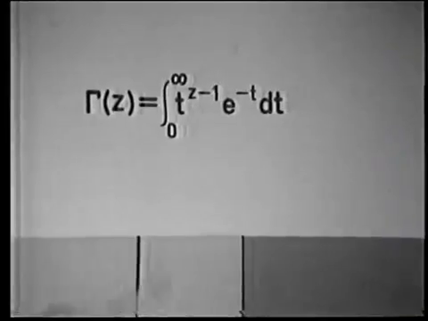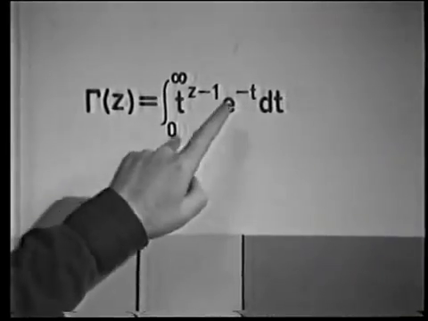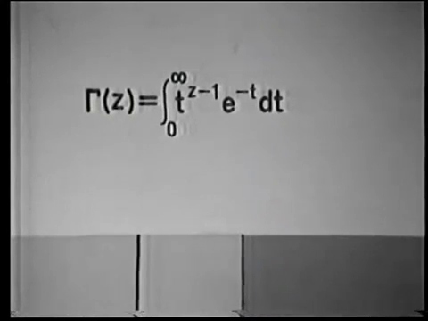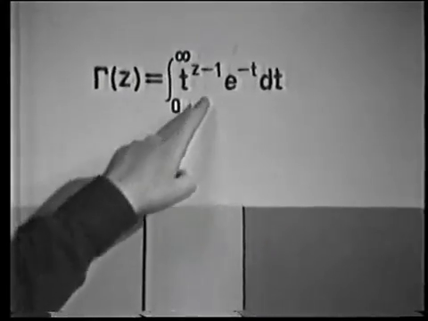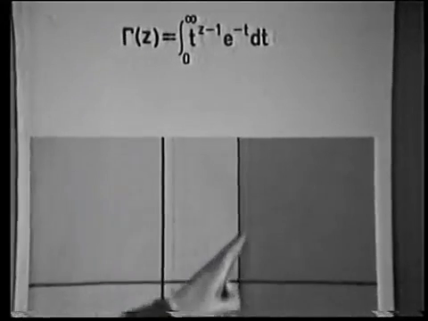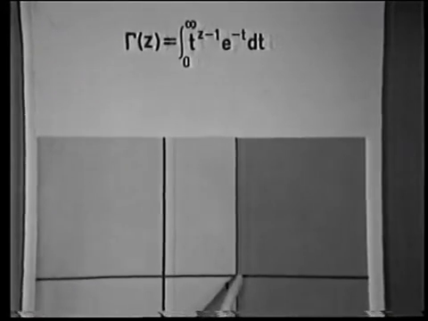Now, we start by defining the gamma function as an integral. This, then, is a function element. It's a function element, and the integral is convergent in this plane above the point 1.